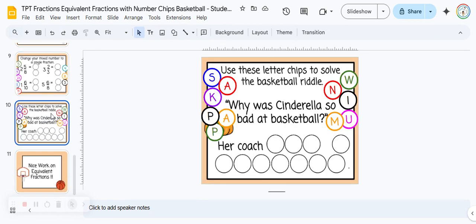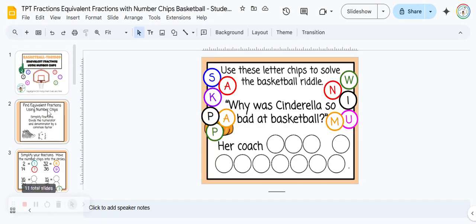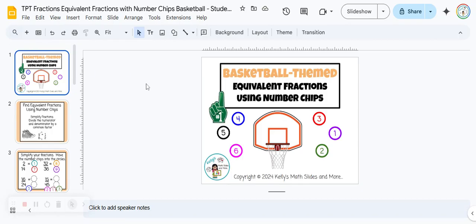And then when they get down to the final slide, they've got letter chips. So they're going to solve a basketball riddle by just placing the letter chips into the correct place to solve. And so if they get the rest of the lesson done, they can have fun working on this one. So that is the basketball version of equivalent fractions using number chips.